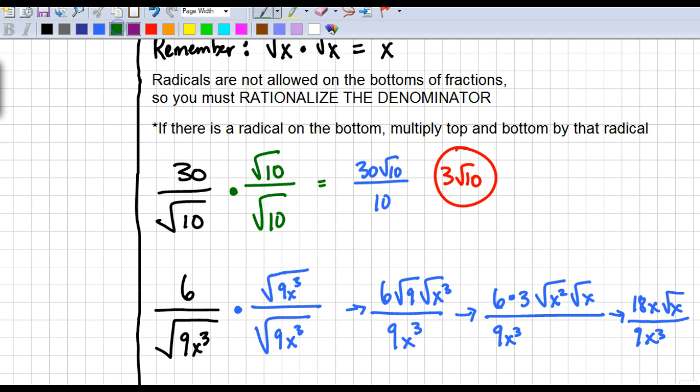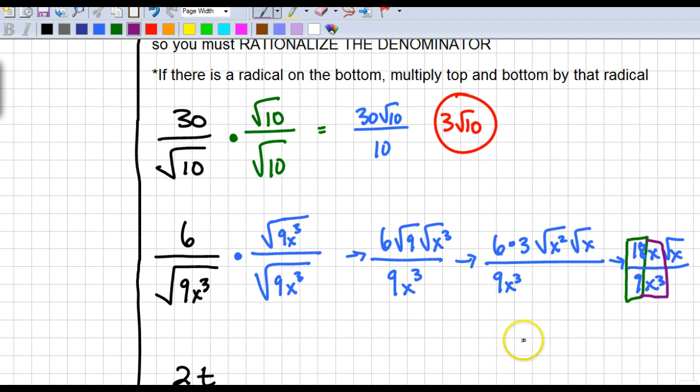Now that we've simplified completely on the top and the bottom, now you want to simplify vertically. The numbers, 18 and 9, can reduce to a 2, and the letters, the x and the x cubed, can reduce as well. So let's see what happens there. If we do 18 over 9, that's a 2 on the top, or 2 over 1. There's one x on the top and there's 3 x's on the bottom, so that leaves me 2 x's on the bottom. And then the radical x is still on the top. And that's my final answer.